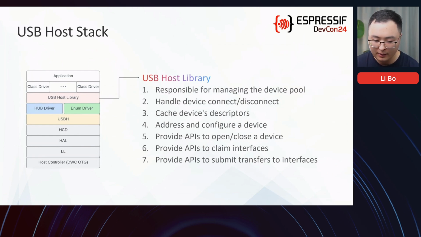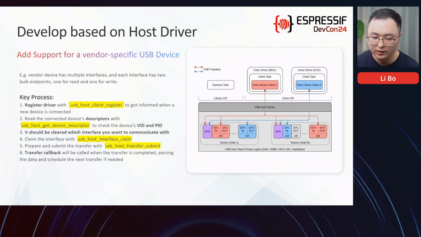And the USB host library also provides a set of APIs to control the device, and provides APIs to transfer data also. You only need to focus on the specific device communication protocols and implement the APIs. So let's take this project as an example. Here we want to add the support for a vendor-specified USB device. Let's assume the device has multiple interfaces, and each interface has two bulk endpoints, one for read, one for write.